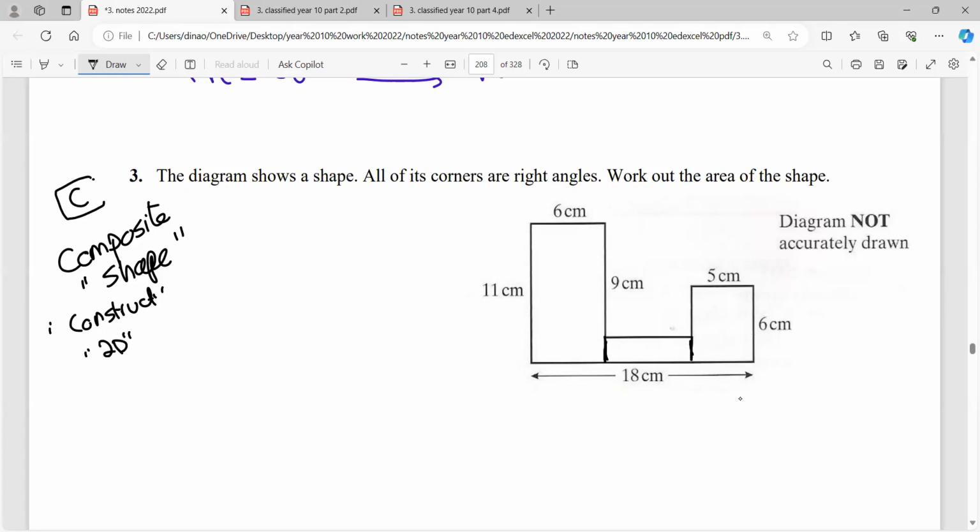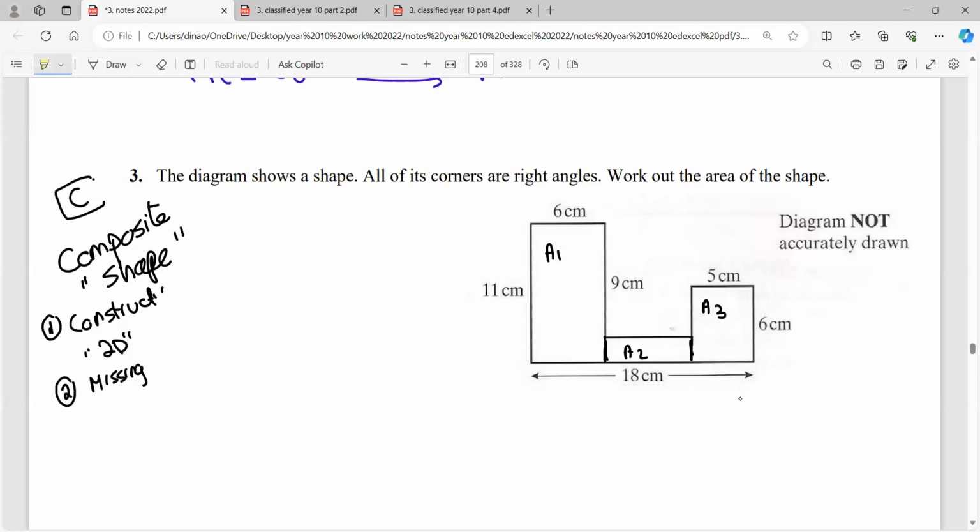So what are composite shapes? As you can see, composite shapes are shapes that have to be divided into smaller 2D shapes. And how do we divide them? We construct. Now, as you can see, we have 3 shapes over here, area 1, area 2, and area 3. So this is step number 1, construct lines to create smaller 2D shapes. Step number 2, find any missing lines.